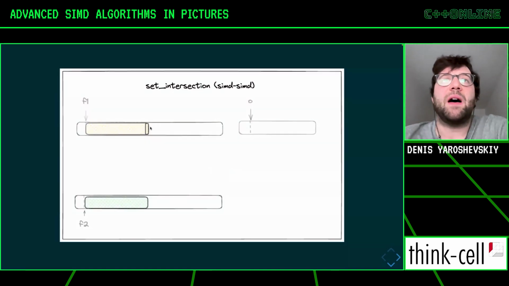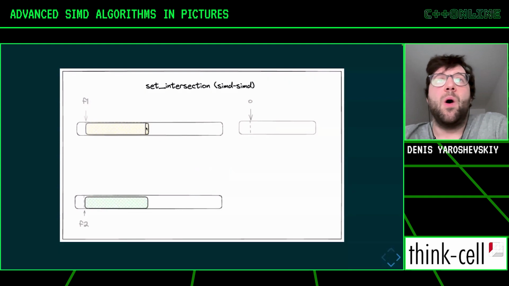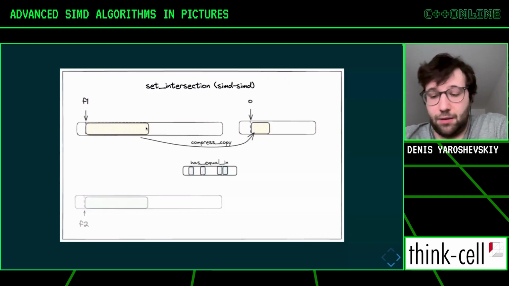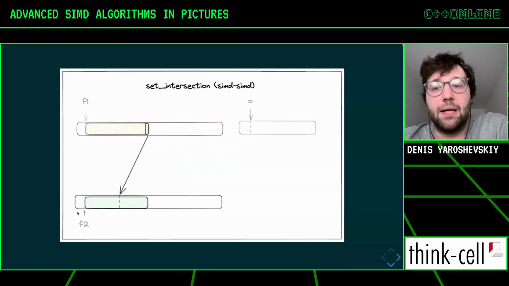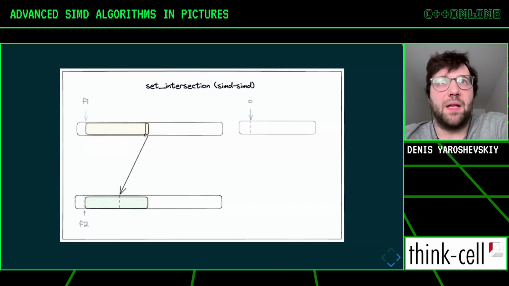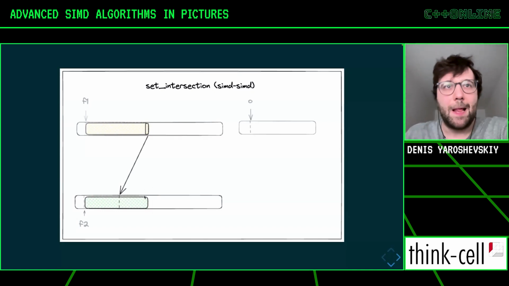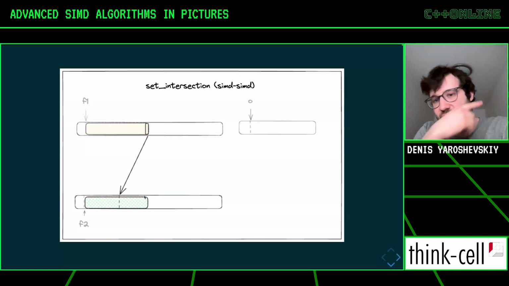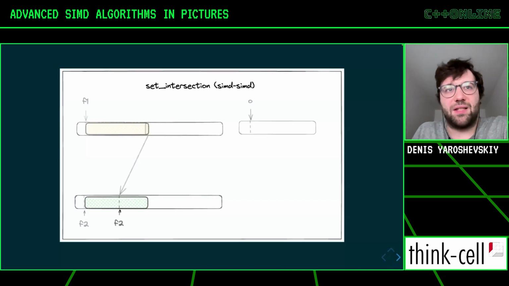Well, what about this last element? Let's find it in here. We could just compare it against all of these elements, checking whether it's bigger than all of these elements and less than all of these elements. And because it's SIMD, it's one instruction, same as we just did before. And now we advance.